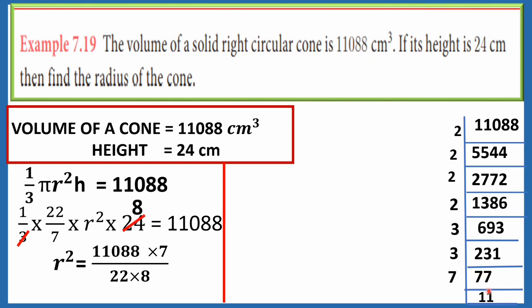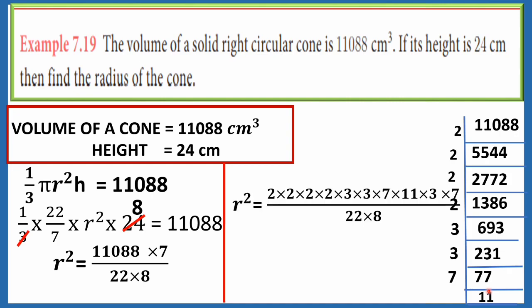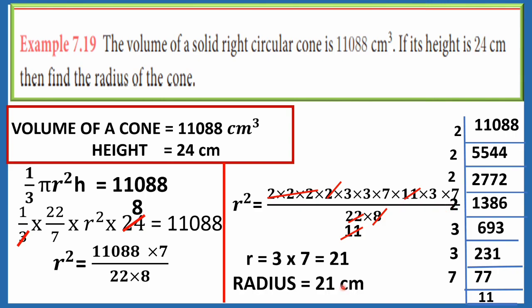7 11s are 77. So r square equals, instead of this 11,088, we can write all the prime factors here. Listen carefully. Here 2 2s are 4, 4 2s are 8. So these 3 2s and 8 get cancelled. Then 2 and 22 get cancelled. 11. This 11 and this 11 get cancelled. See here, r square equals 3 into 3 into 7 into 7. Take the square root. r equals 3 into 7, 21. Radius equals 21 centimeter.